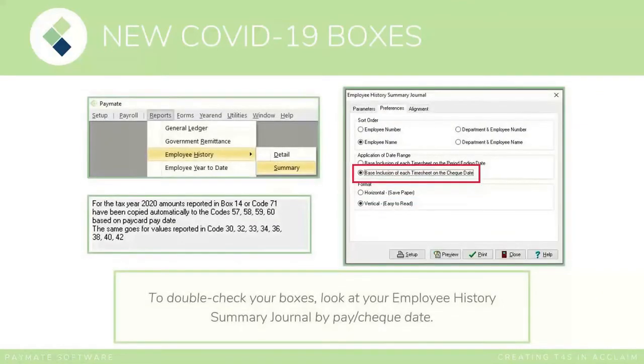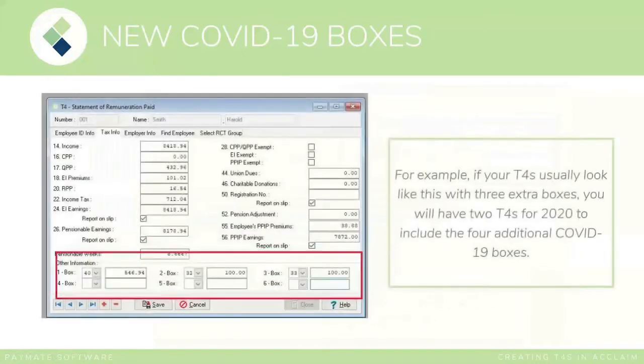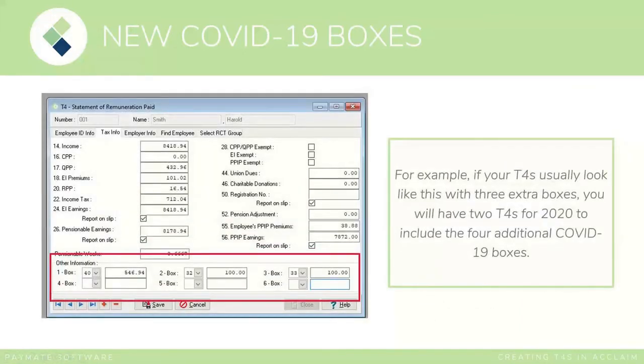If you want to verify the information in these boxes, you just need to run the Employee History Summary Journal, like I talked about a little earlier. Just remember to look at this report based on the check date and not the pay period ending date. Because Acclaim will automatically add these additional COVID-19 boxes to your T4s, you won't need to add these in here in this additional box.